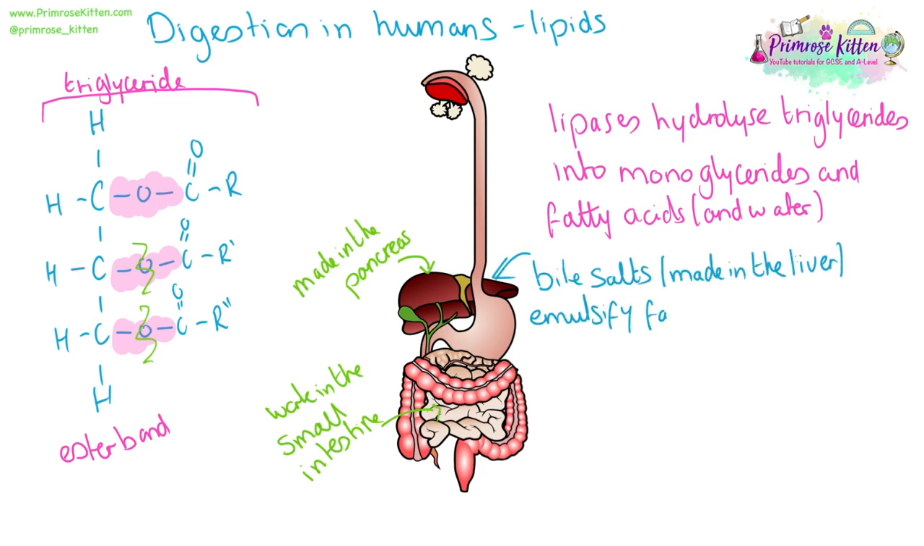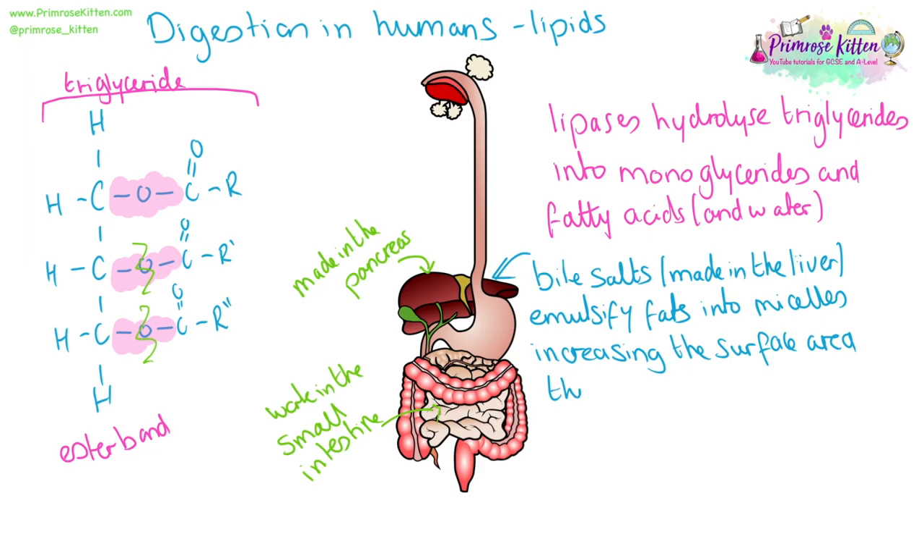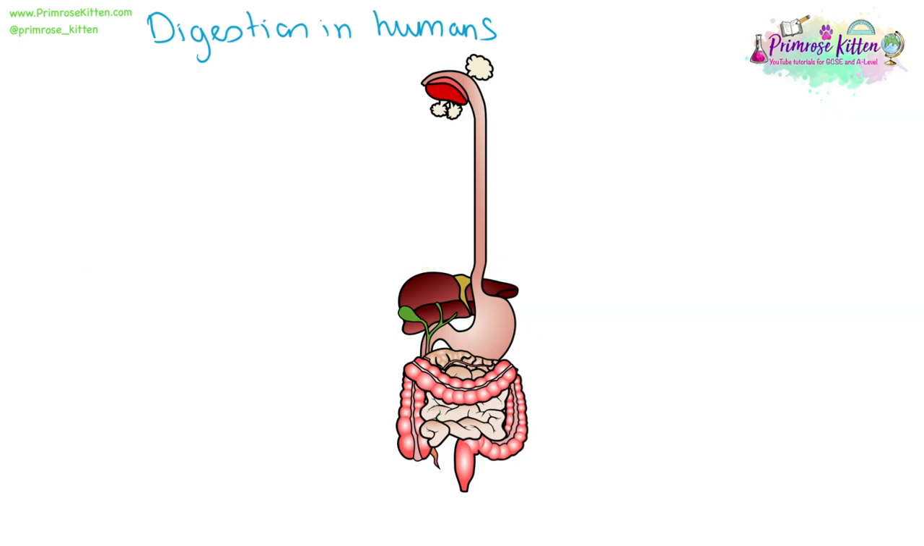Bile salts, which are made in the liver and stored in the gallbladder, emulsify fats into micelles, increasing the surface area, thus increasing the rate of digestion. Bile salts also help to neutralise stomach acid.